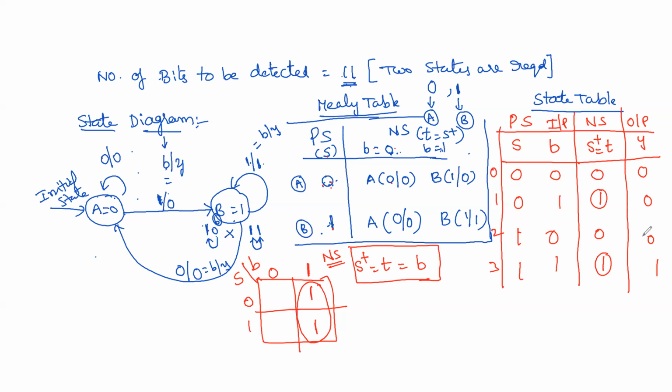Similarly, we should find the equation for Y. In Y we only have a single one. So the SOP product term is both are 1, 1. So Y equal to SB. This is the product term. These two are the equations for next state and output.